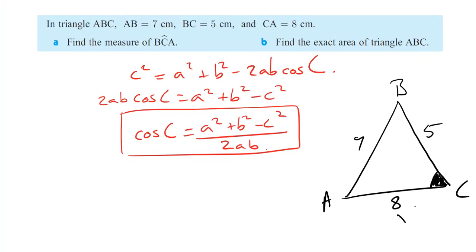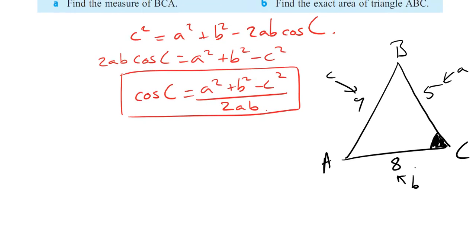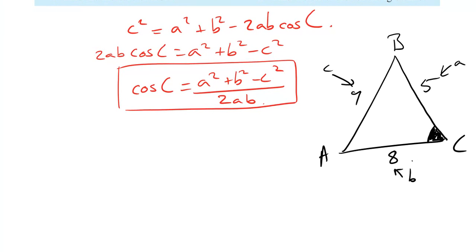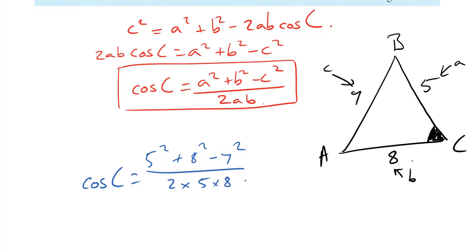That means that we have a lowercase b there, we have a lowercase a there, and we have a lowercase c here. Right, so with that information, let's try and substitute all that into this expression we've just found. So we're going to have cosine C is going to be equal to, let's keep it the same way around, 5 squared plus 8 squared minus 7 squared, all over 2 times 5 times 8.